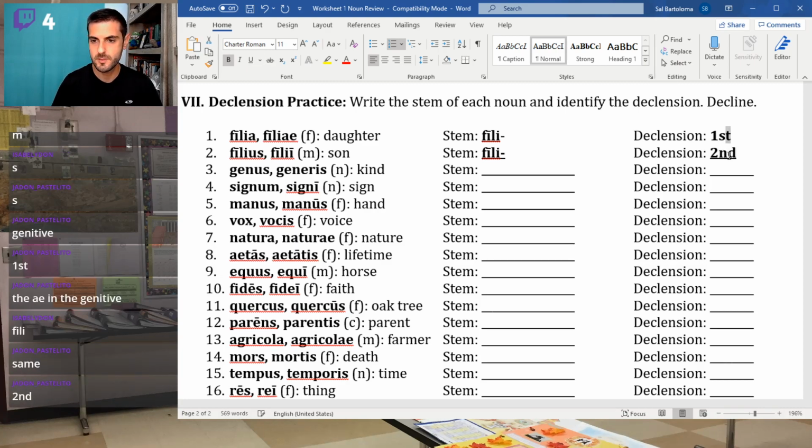And there are a few of these where the masculine version is the second declension, and the feminine version is the first declension. This is for words like son and daughter, god and goddess, some animals, right? Like equus and equa would be a boy horse and a girl horse, essentially. What's the stem for genus? Genus, generis. What's my stem?